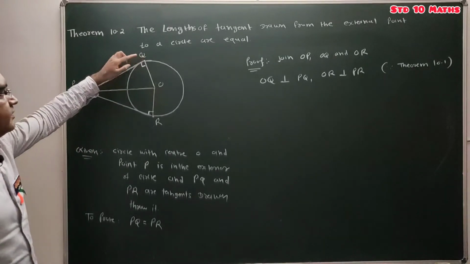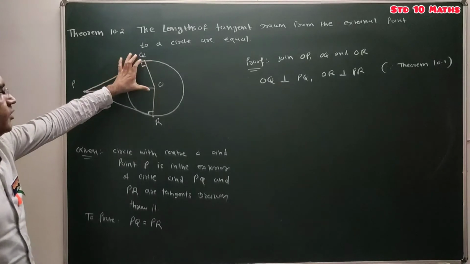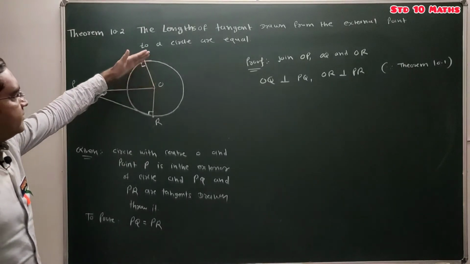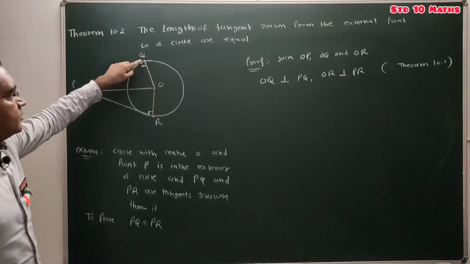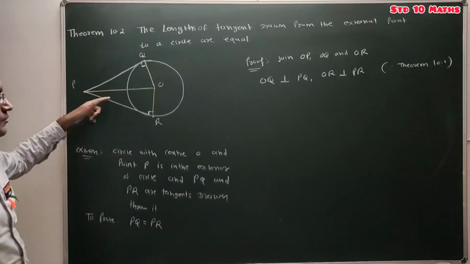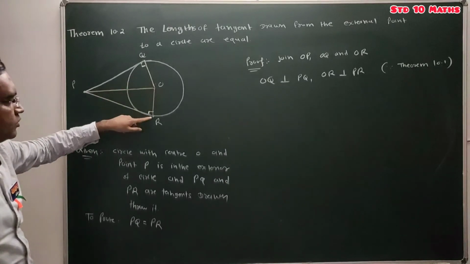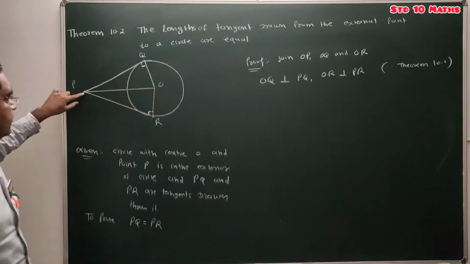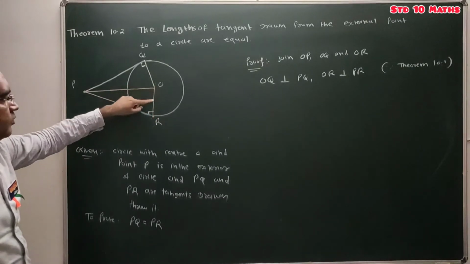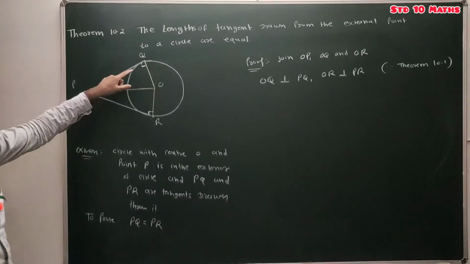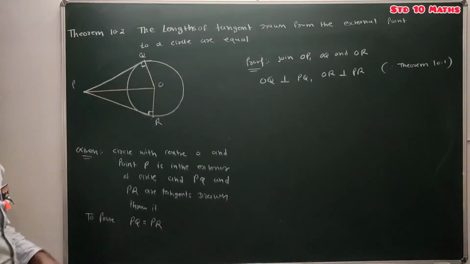PQ is the tangent, Q is the point of contact, and OQ is the radius drawn through this point of contact. So this radius and this tangent are perpendicular to each other, so this angle will be 90 degrees. In the same way, PR is the tangent, OR is the radius drawn through the point of contact, so OR is perpendicular to PR, and angle ORP is a right angle. So these two triangles are right angle triangles.